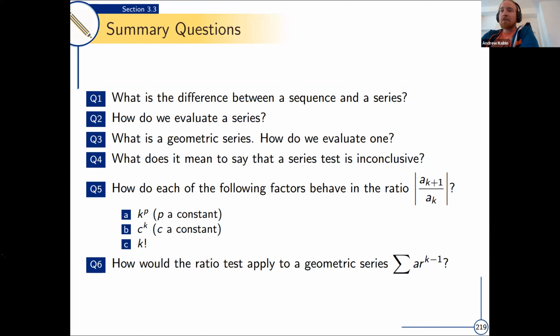Almost finally, for each of the following types of expressions, how do the factors behave in the ratio test when we write out k to some constant, or a constant raised to the k, or k factorial? How do you evaluate these when they're in a ratio? And finally, how do you apply the ratio test to geometric series? That's just an extra confirmation that the geometric series test is valid, but the geometric series test is really the way to go with these.